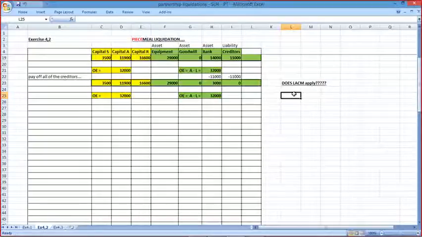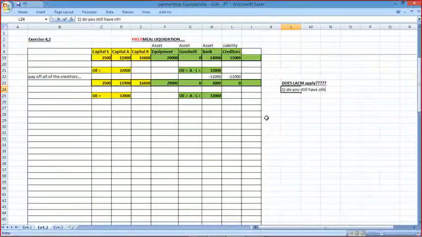It's when there's not enough cash to settle all the liabilities. No, it's not that. It's when you have cash available after you've settled your liabilities. But not enough to give it to everybody the same amount, what's due to them. Okay, so you don't have enough to pay them all out. So does loss absorption capacity method apply?